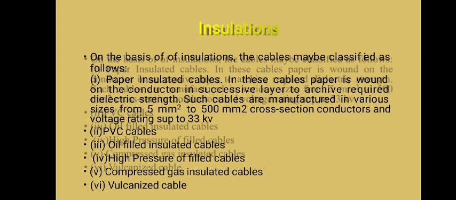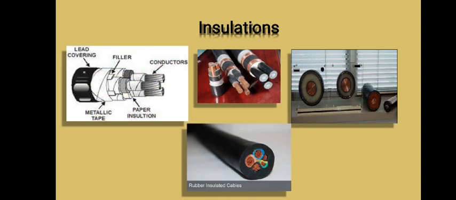Insulations. On the basis of insulation, the cables may be classified as follows. Number one is paper insulated cables. In these cables, paper is wound on the conductor in successive layers to achieve the required dielectric strength. Such cables are manufactured in various sizes from 5mm to 500mm cross section, conductors, and voltage rating up to 33 kV. Number two is PVC cables, number three is oil. This is an example of insulations.